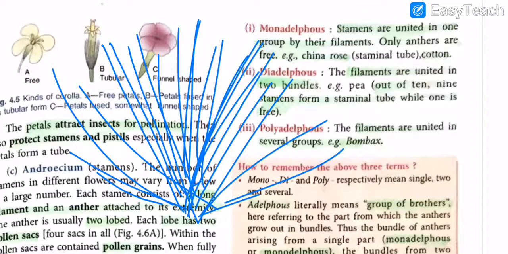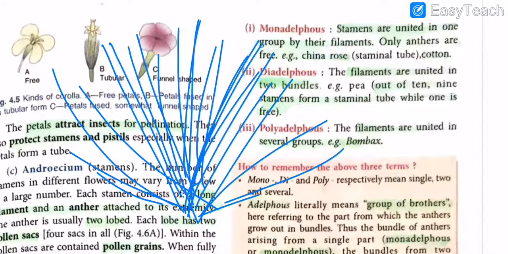Now how to remember the three terms? How do you remember the three terms? Mono, di, and poly. Several. Not only in this, but also in chemistry. We have learnt about mono, di, and poly, right? Monatomic, diatomic, polyatomic, all of that, right? So they mean single, two, and several.